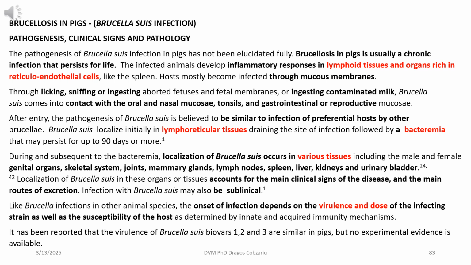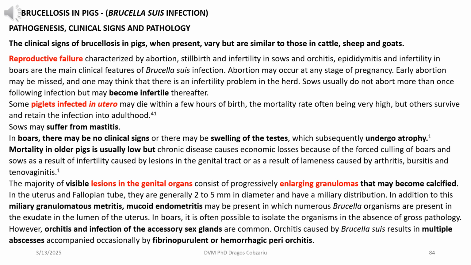Like Brucella infections in other animal species, the onset of infection depends on the virulence and dose of the infecting strain as well as the susceptibility of the host as determined by innate and acquired immunity mechanisms. It has been reported that the virulence of Brucella suis biovars 1, 2 and 3 are similar in pigs, but no experimental evidence is available. The clinical signs of brucellosis in pigs, when present, vary but are similar to those in cattle, sheep and goats. Reproductive failure characterized by abortion, stillbirth and infertility in sows and orchitis, epididymitis and infertility in boars are the main clinical features of Brucella suis infection.